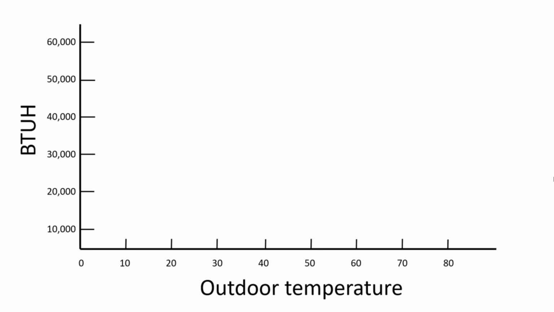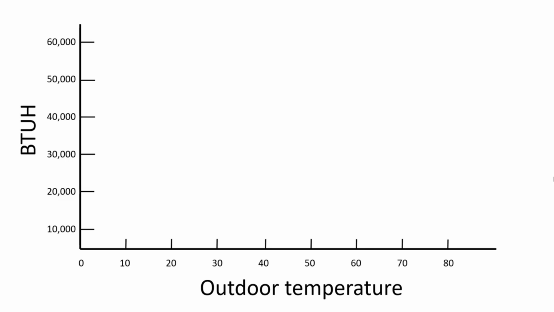In this video, we're going to be talking about the heat pump balance point. The heat pump balance point is where the output of the heat pump equals the heat loss from the house. To illustrate what I mean, let's take a look at this graph. On the left, I have BTUs per hour, and then down below we have our outdoor temperature.